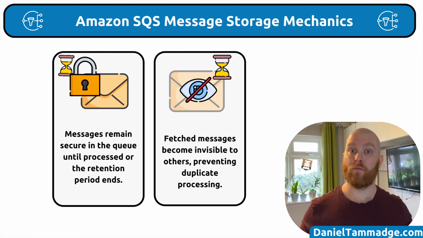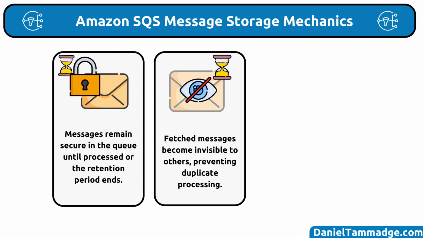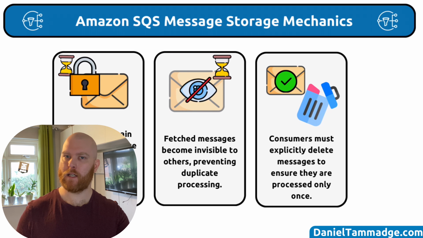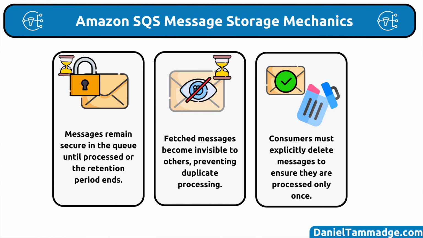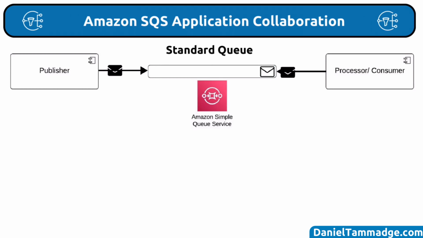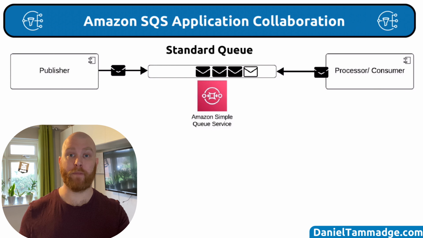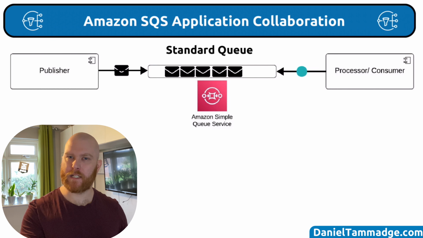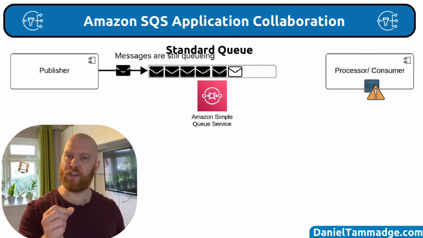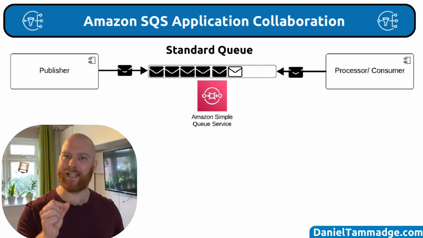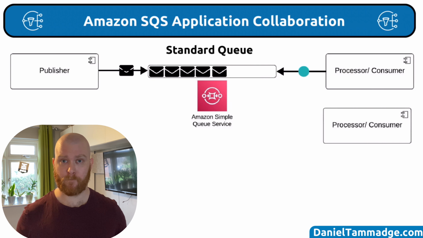Now, message removal. Once a message is successfully processed, it must be explicitly deleted from the queue by the consumer. If not deleted, the message becomes visible again after the visibility timeout period expires. This mechanism helps in ensuring that no message is lost in case of processing failures.